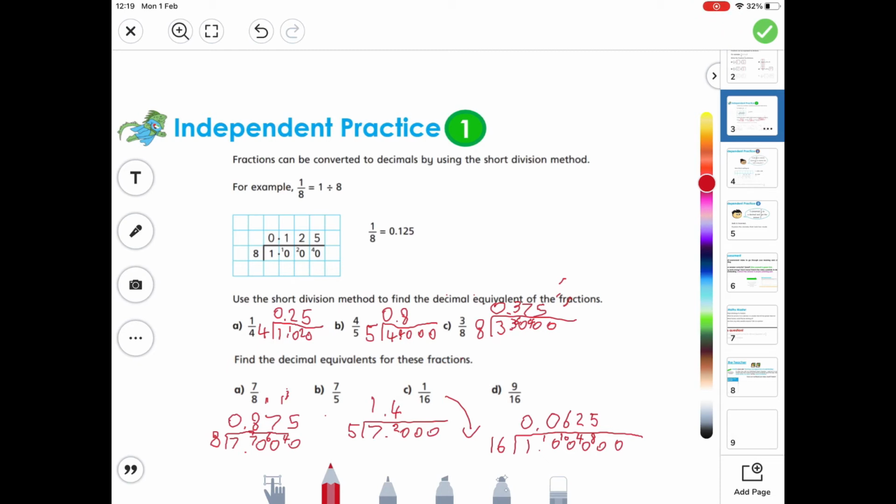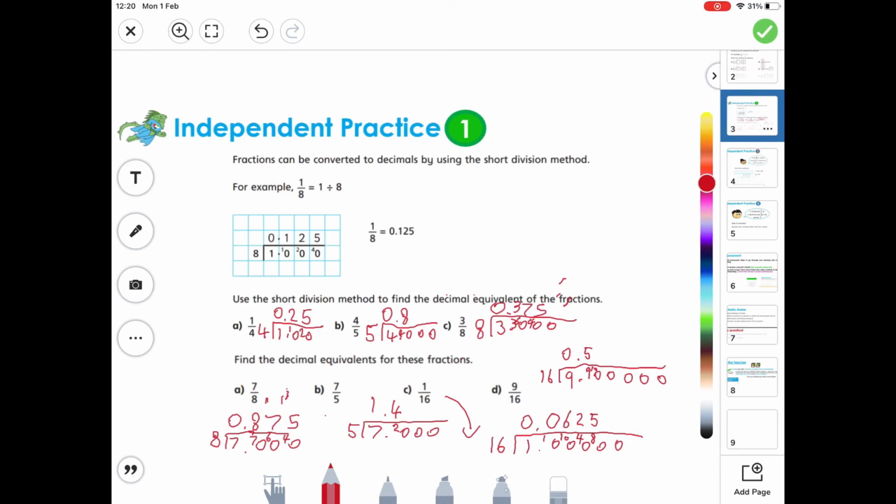Slide number 4. Oh, sorry, D. 9 divided by 16. How many 16s in 9? 0. Put my decimal points in and some zeros to help me carry the 9 forward. How many 16s in 90? Again, just quickly doing it in my head, there's 5 with a remainder of 10.